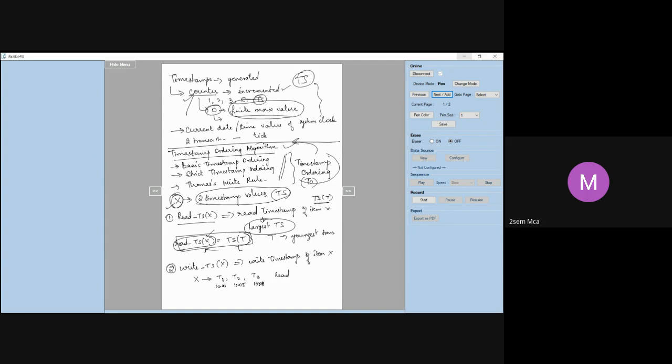So this would have been given the timestamp 1. Timestamp of T2 is 2. Timestamp of T3 is 3. Now, read TS of X is the maximum timestamp, what does that mean? The youngest will be the maximum timestamp. That's what I said. Now you got it?